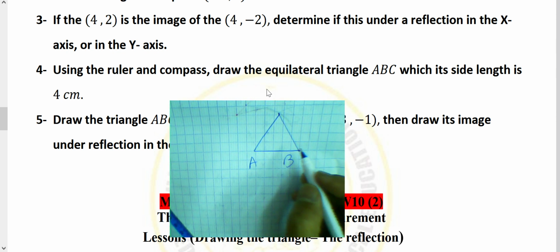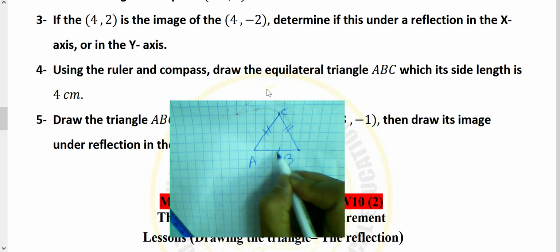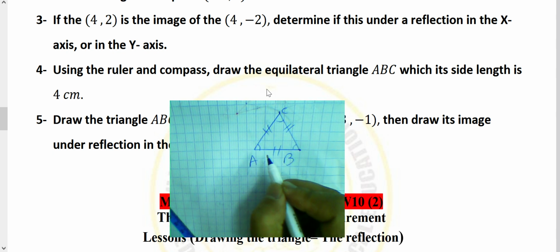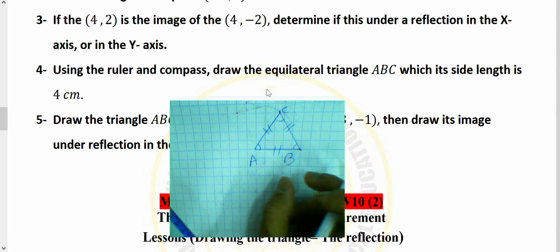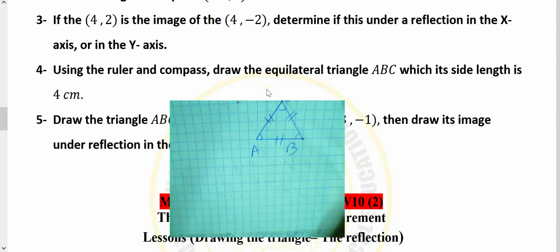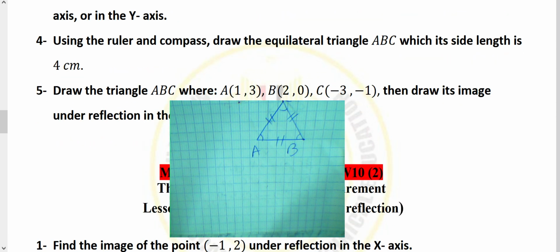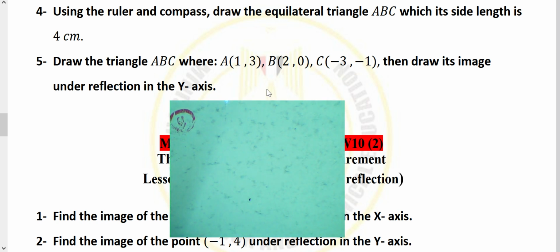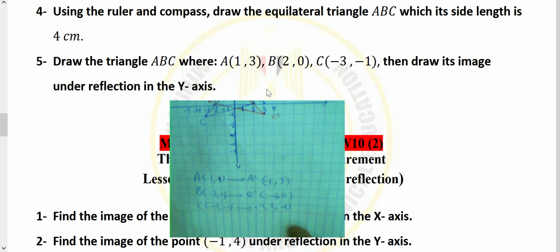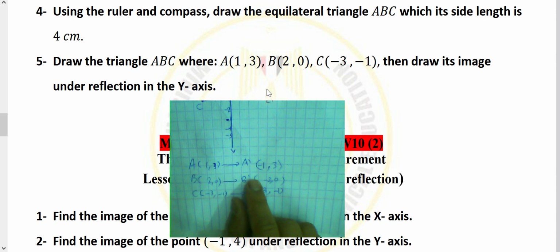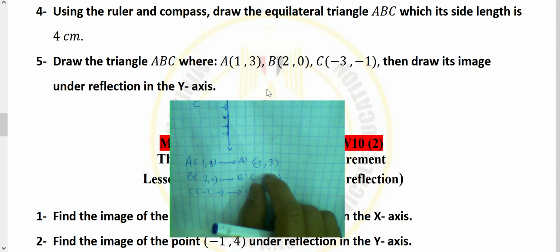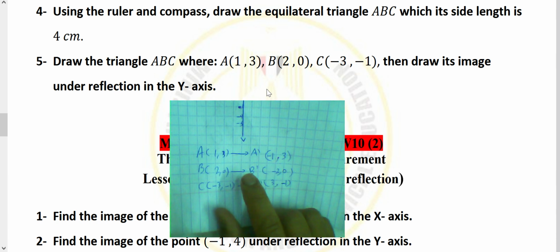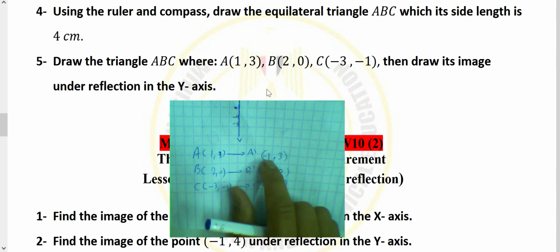Then this triangle we call ABC, an equilateral triangle, and the measure of each angle equals 60 degrees. We call it an equilateral triangle and an acute-angled triangle. Next question. Draw triangle ABC by vertices A (1, 3), B (2, 0), and C (-3, -1). Then draw the image under reflection in the y-axis. Reflection in the y-axis: A will be A dash (-1, 3).